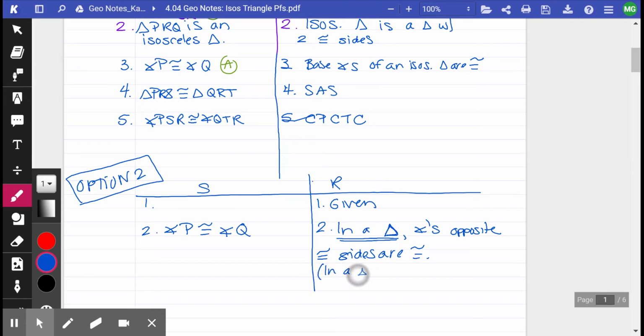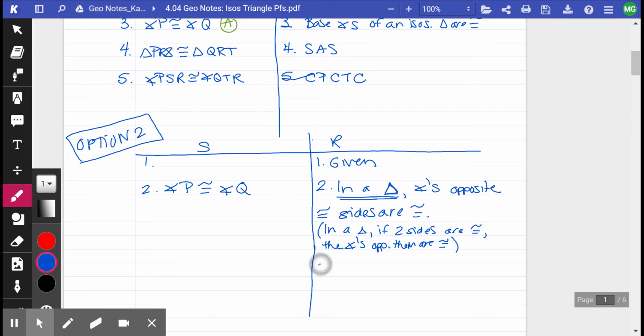So in a triangle, if 2 sides are congruent, and it can go either way, the angles opposite them are congruent. You could also say if the 2 angles are congruent, then the sides opposite them are congruent. Or in this version up here, in a triangle, sides opposite congruent angles are congruent, and both would work there. And now that you have that, that gives you your side, angle, side. So it just eliminates that one step of saying that it's an isosceles triangle.